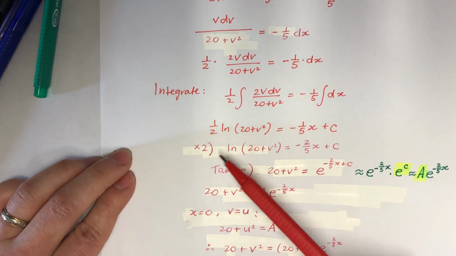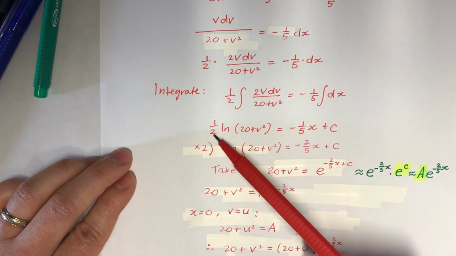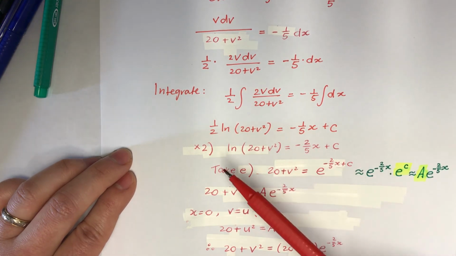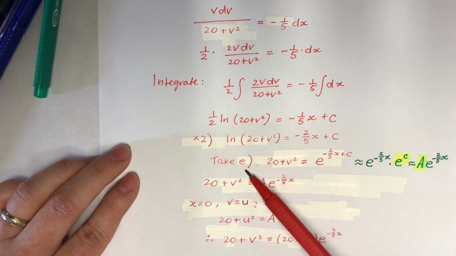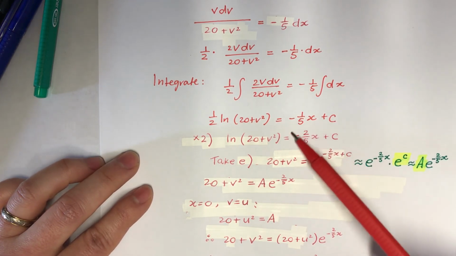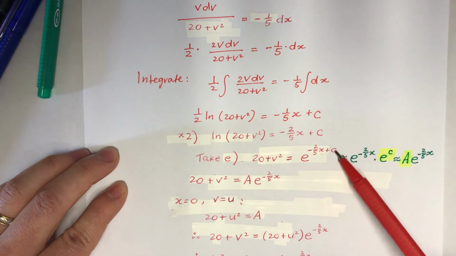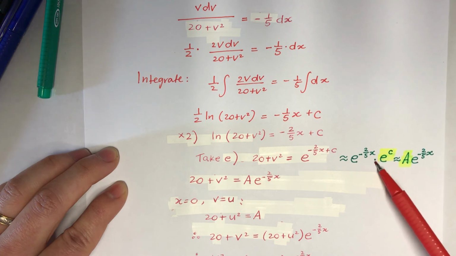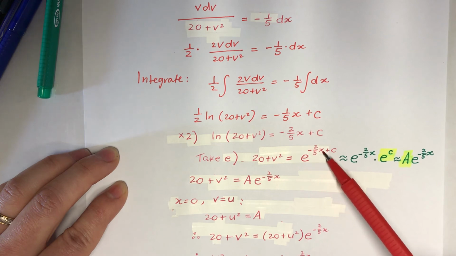Okay, and then because I wanted this to be by itself and I don't want the half, because if you put half here, it's going to be a bit harder to simplify, I'll just times by 2 on both sides, and that becomes that. And to get rid of ln, I just take e. So that becomes 20 plus v squared equals e to the whole thing, the power goes to the whole thing. Now here, you can see it's like an index law, isn't it? That means e to the power of minus 2 over 5 x times e to the power of c becomes e to the power of minus 2 over 5 x plus c.